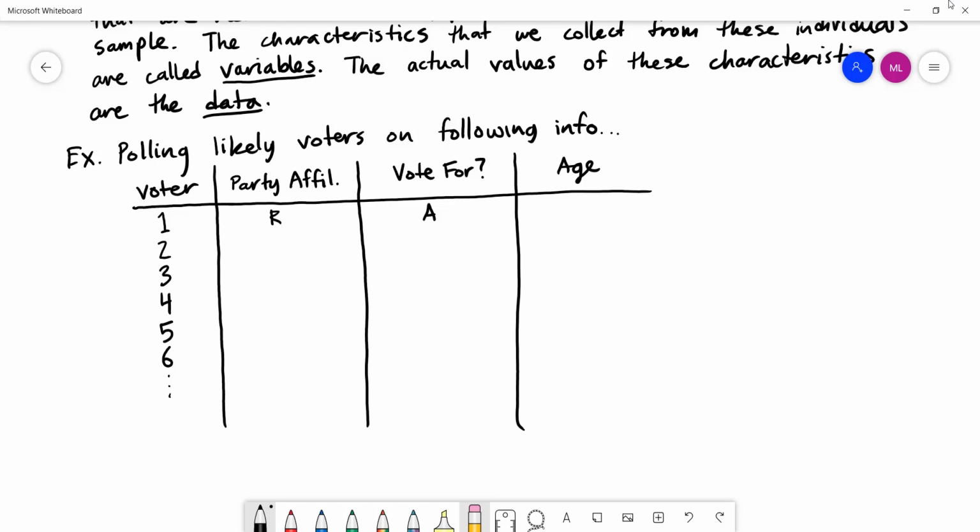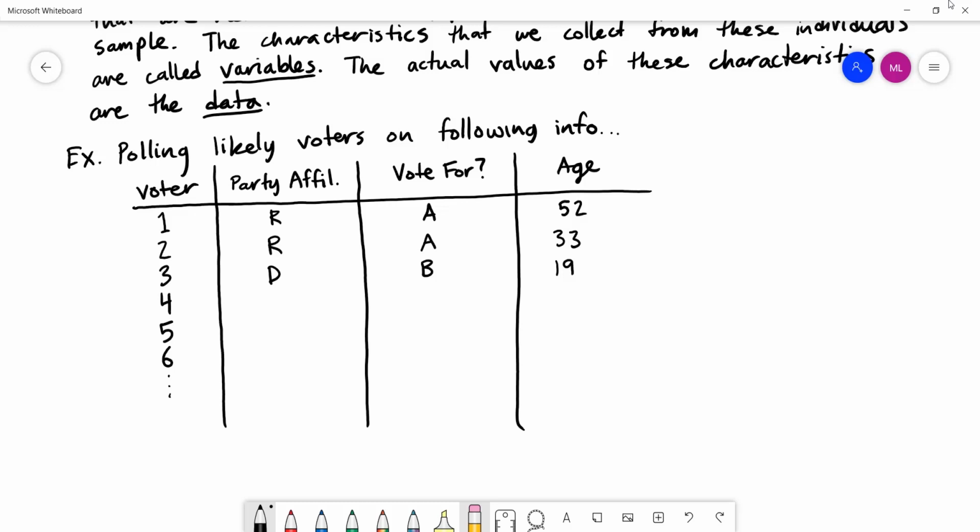Let's keep this as general as possible. And maybe this person is 52 years old. And the second person that we talked to is also a Republican. They also plan on voting for candidate A, and they are 33 years old. The third person we talked to is a Democrat. They plan to vote for candidate B, and maybe they're 19 years old.